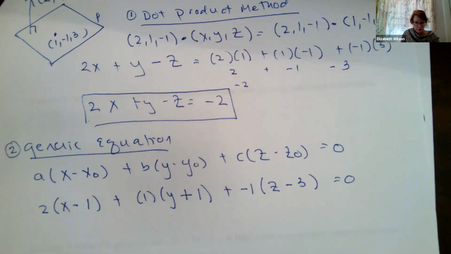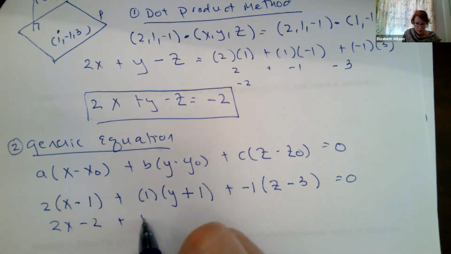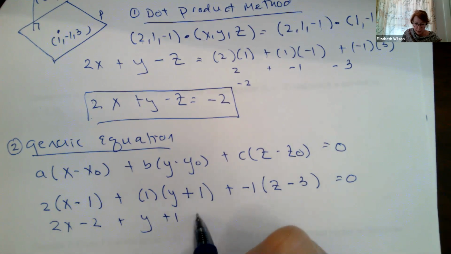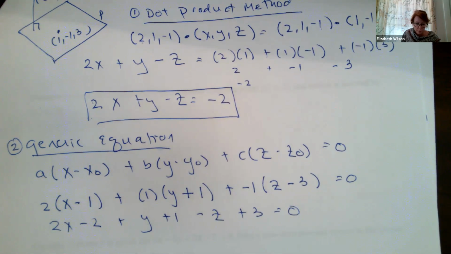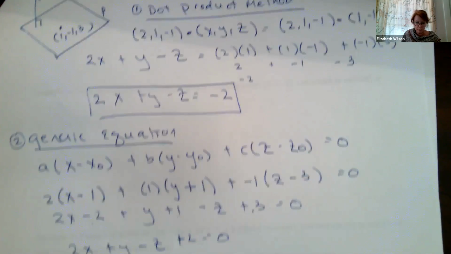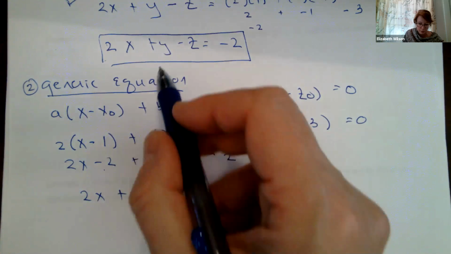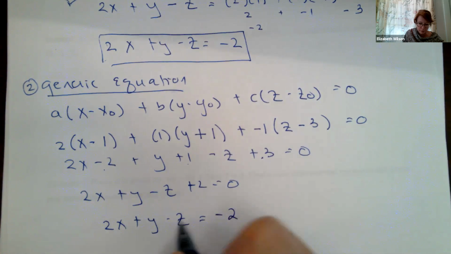So let's multiply it out. So 2x minus 2 plus 1y plus 1 minus z plus 3 equals 0. All I did was distribute these terms, and now I'm going to combine. So 2x plus y minus z, and this is minus 2 plus 1 plus 3, which is 2, equals 0. I can bring that 2 over to the other side to make it look like this one: 2x plus y minus z equals minus 2.